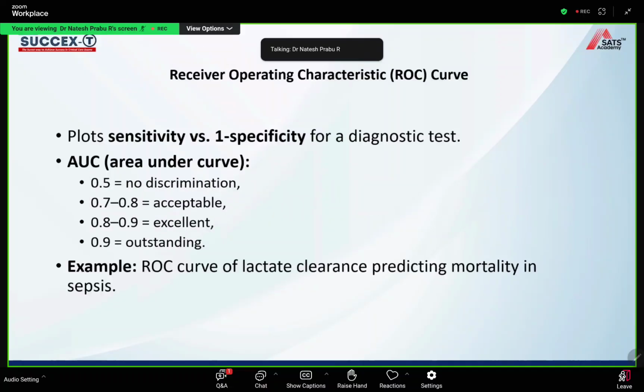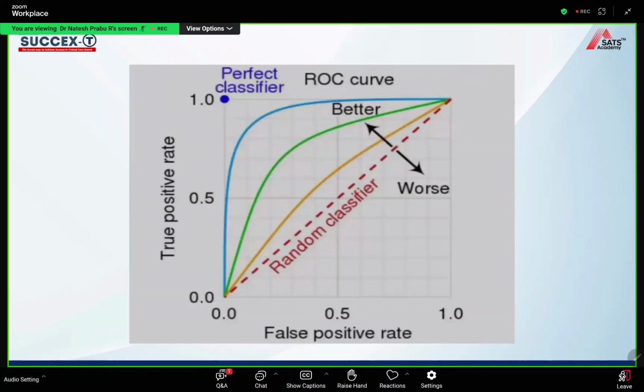Coming on to the ROC curve, it plots sensitivity versus 1 minus specificity for a diagnostic test. If the area under the curve is 0.5, there is no discrimination. If it is 0.9, it's outstanding. So this is the typical ROC curve. You can have a look once I share the slides.